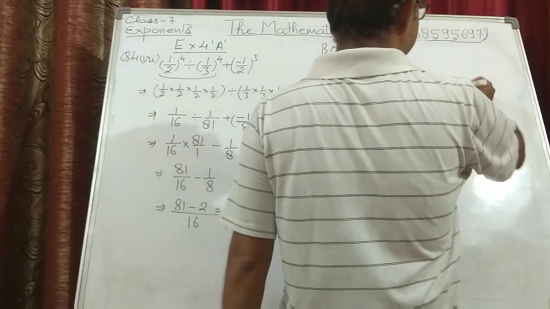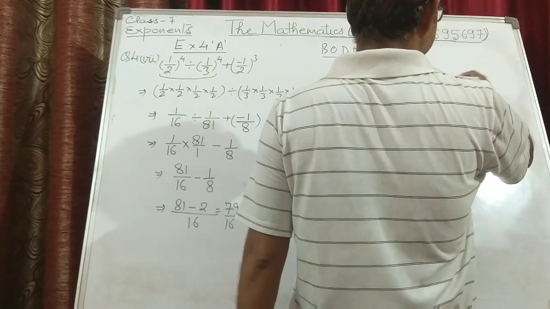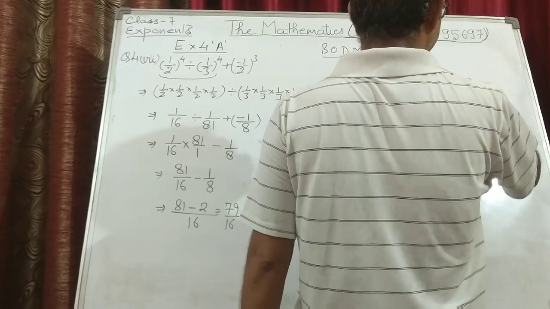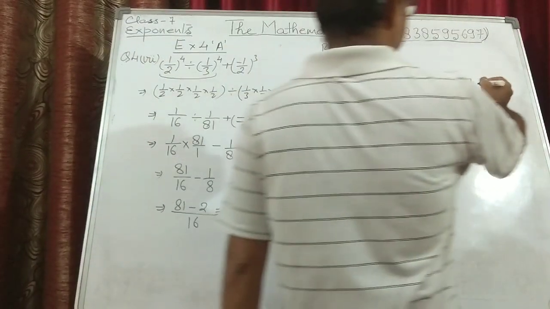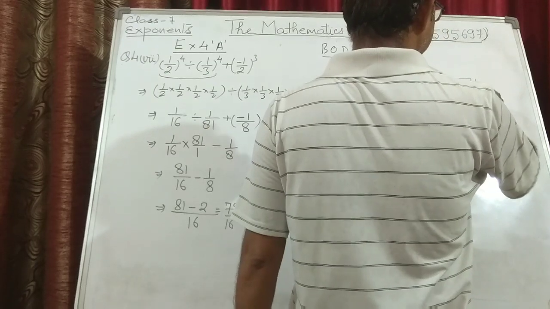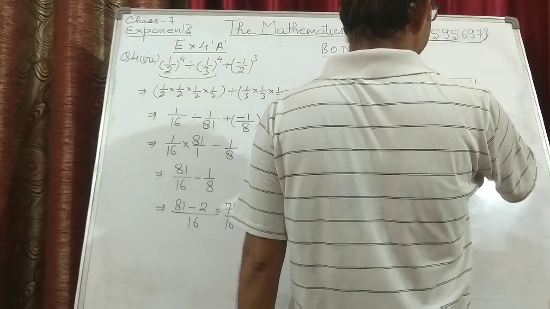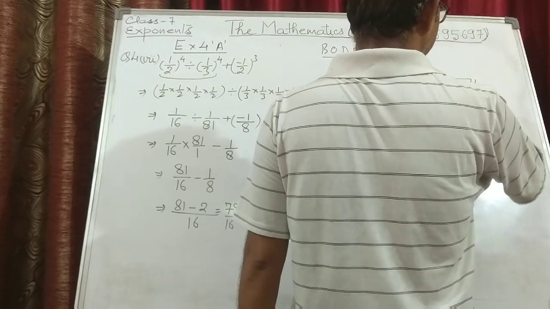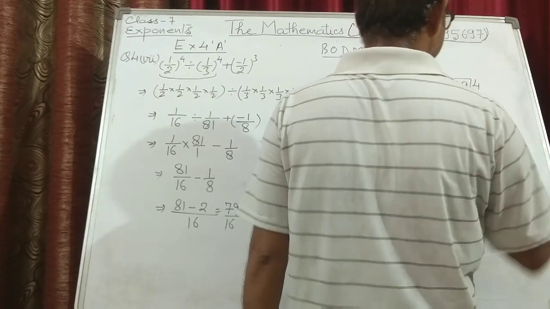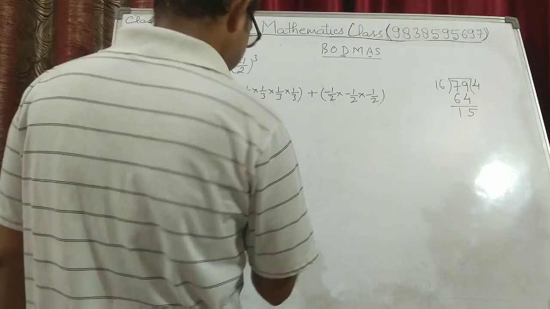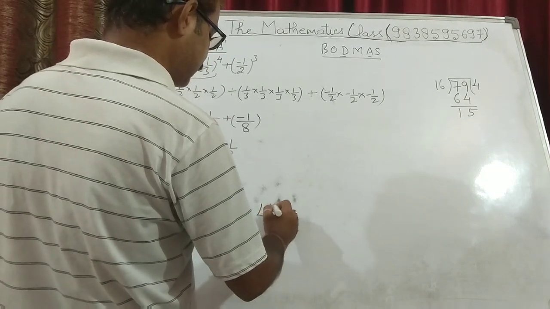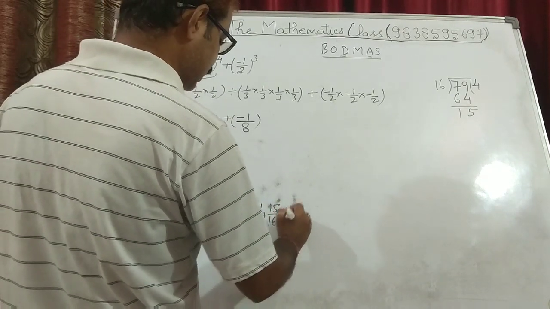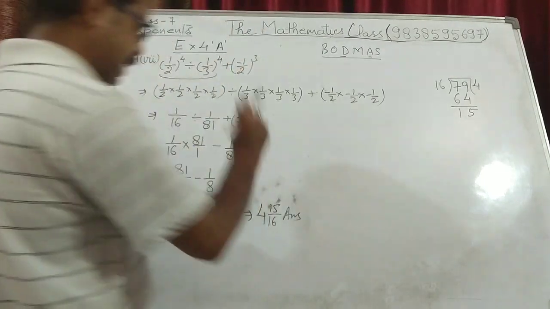How? 79 divided by 16. So 16 4s are 64, 79 minus 64, so what is left? 15. It means this can finally be written as 4 whole 15 upon 16. This is the exact value.